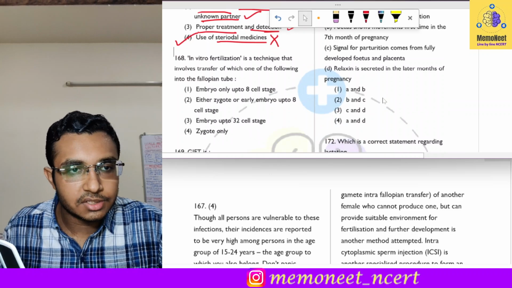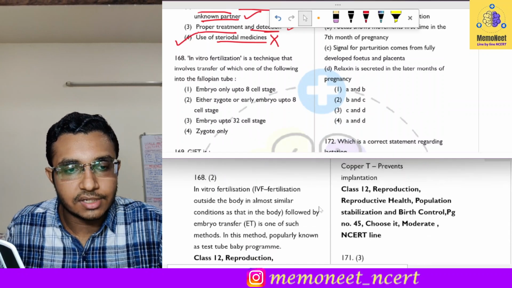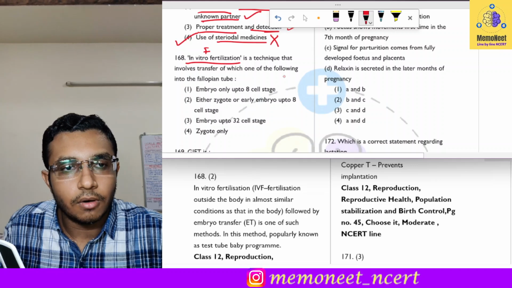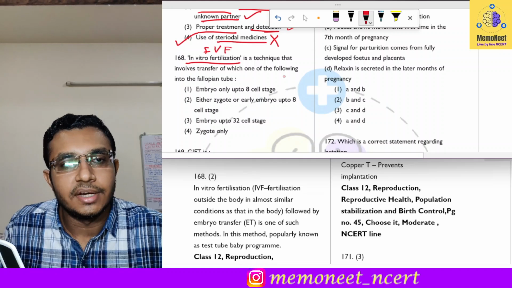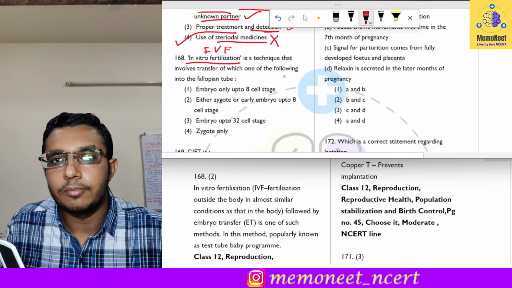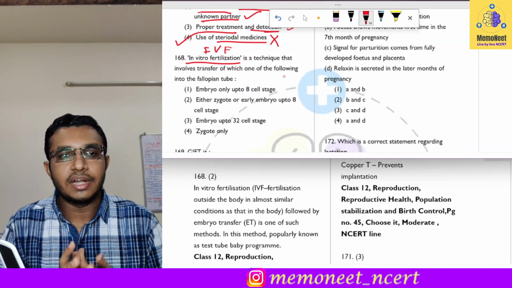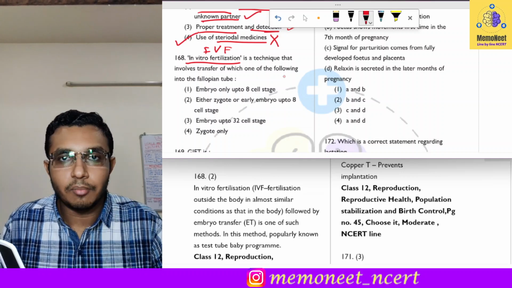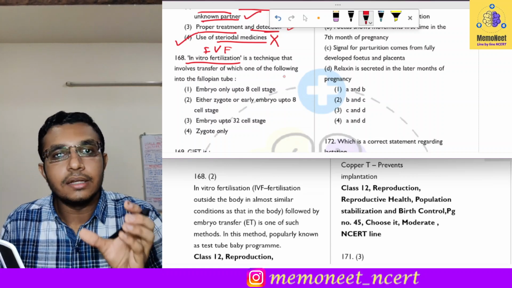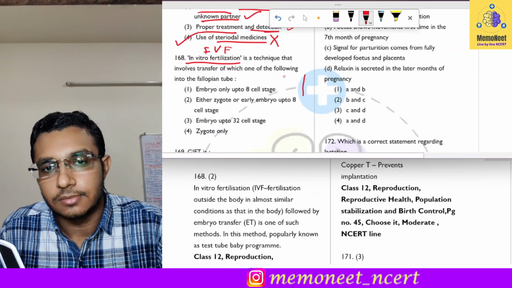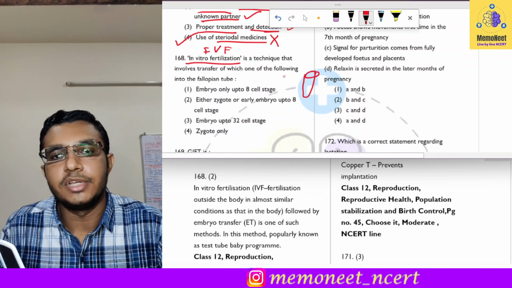Moving on to the next question, that is question number 168. It states that in vitro fertilization or the IVF is a technique that involves transfer of which one of the following into the fallopian tube. What we do in IVF is that the fertilization takes place outside the body of the female, in controlled conditions in a laboratory, preferably in a test tube. Therefore they are called test tube babies also.